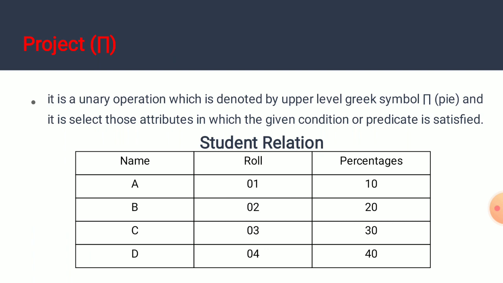Another operator is the project operator. It is a unary operation denoted by the Greek symbol pi, and it selects those attributes which satisfy the condition or predicate. If we want to return only some attributes, then the project operation can be used. We use the same student relation, which has three attributes: name, roll number, percentage.